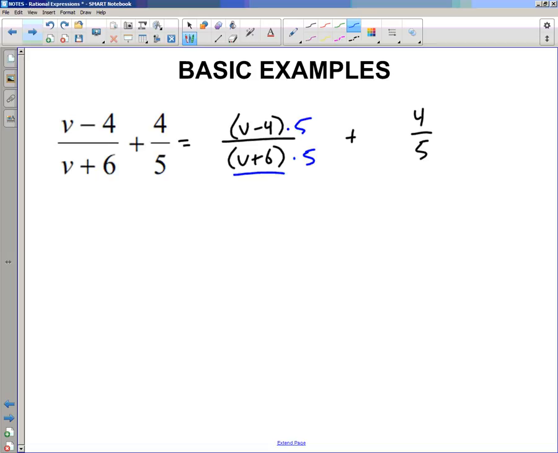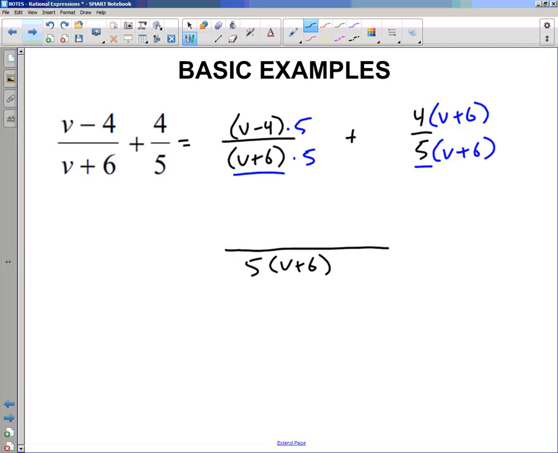Looking at our second denominator, we've got a factor of 5 here, but it's missing a v plus 6. So I'll multiply a v plus 6 top and bottom. And now both denominators have the exact same factors. At this point, we can go ahead and combine these together into a single fraction with those two factors as the denominator.